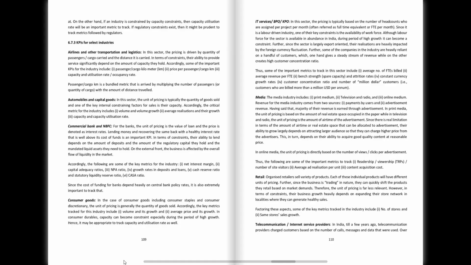Consumer goods. In the case of consumer goods including consumer staples and consumer discretionary, the unit of pricing is generally the quantity of goods sold. Accordingly, the key metrics tracked for this industry include: 1. Volume and its growth, and 2. Average price and its growth. In consumer durables, capacity can become constrained especially during the period of high growth. Hence, it may be appropriate to track capacity and utilization rate as well.